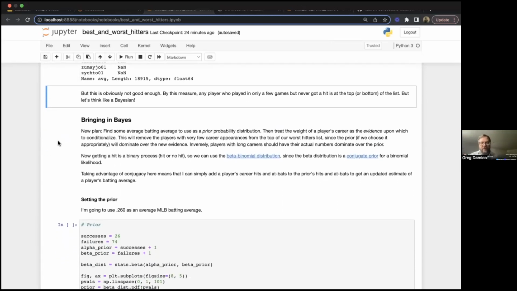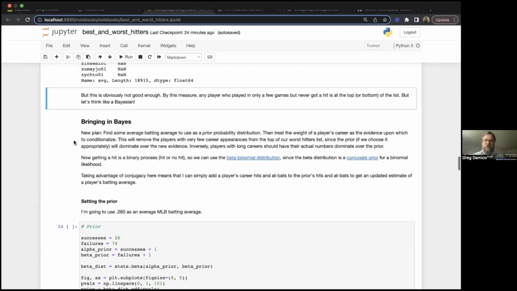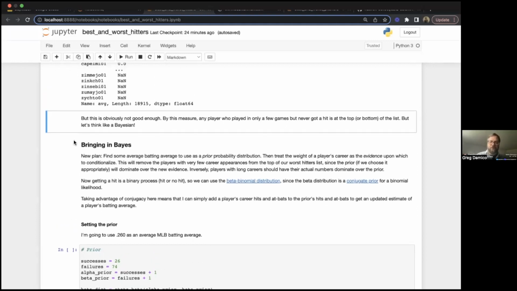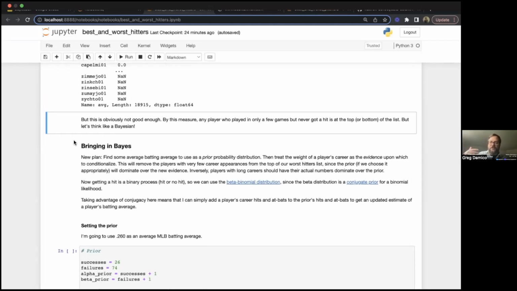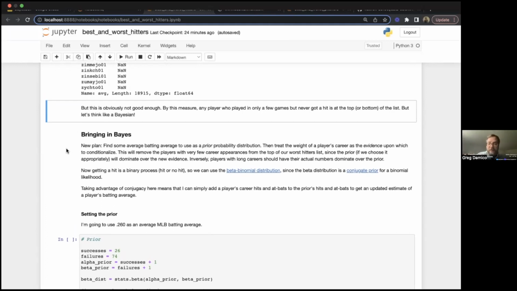So again, this is now where we bring in Bayes. What I'm going to do is choose some Bayesian prior, some average batting average, to use as a prior probability distribution. Then take the weight of the player's career as the evidence that will allow us to update our belief, update our batting averages, to something that's probably more representative of how skilled the hitter really is.